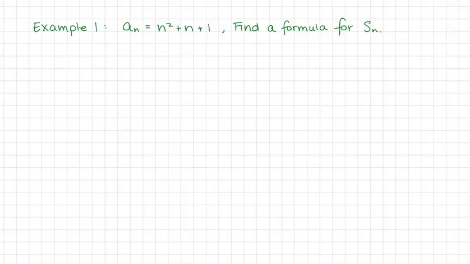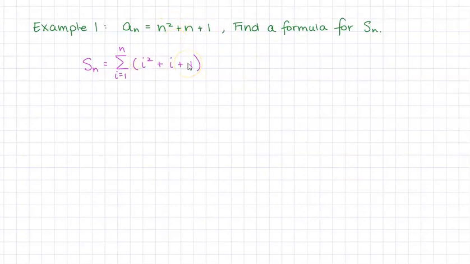Well, it's actually not that bad if we think about it. So we know the nth term. What does it mean to be a sum? Well, remember that we can just write it in sigma notation really easily. So this means that s sub n is the summation as i goes from 1 to n of i squared plus i plus 1. Your formula for a sub n just becomes the argument for your summation.